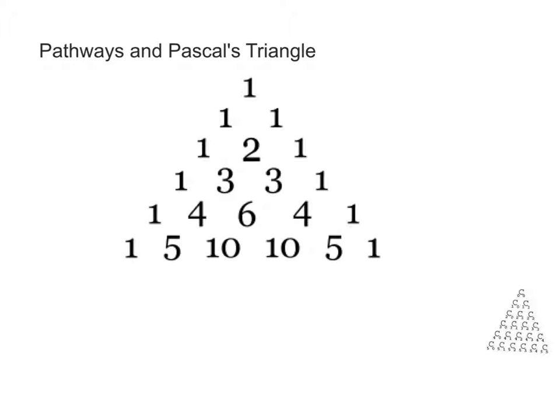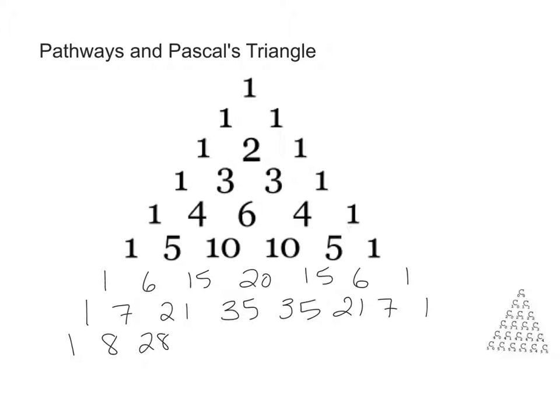So this array of numbers is Pascal's triangle. Starting at the top, the first row just has a 1 in it. The second one is 1 and 1. And then 1, 2, 1, 1, 3, 3, 1, 1, 4, 6, 4, 1, 1, 5, 10, 10, 5, 1. And I want somebody to tell me what the next row would be.